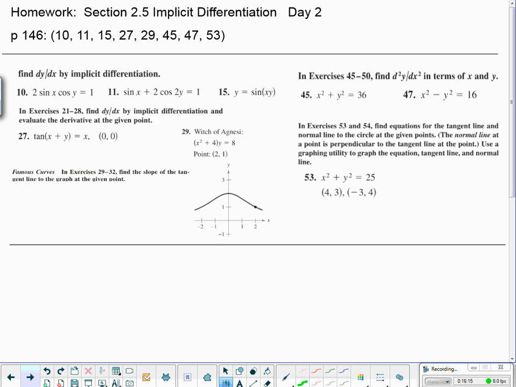So that pretty much finishes it up. I think up to this point you should have these problems done. This was the day 2 assignment. And so now finish it up, please, by doing these last 4 as our day 3 assignment. And that concludes section 2.5 for us. Thank you, guys.